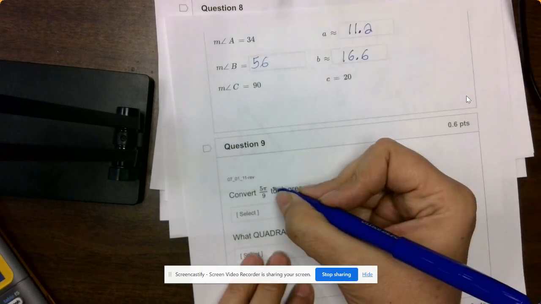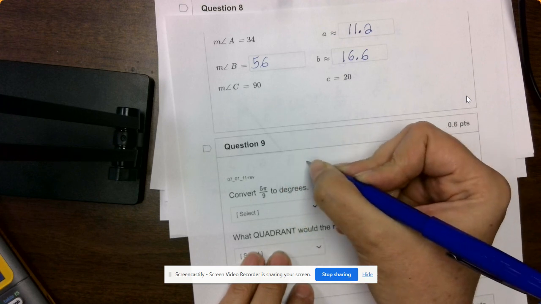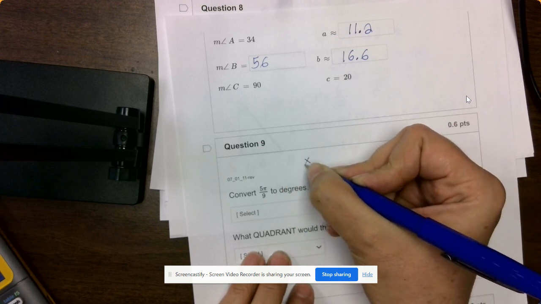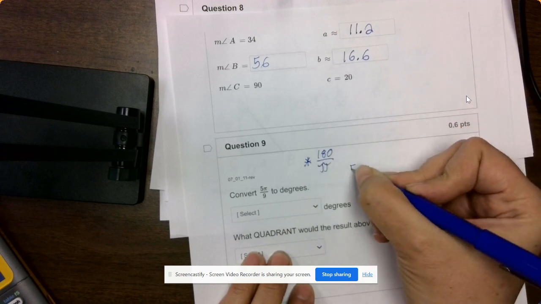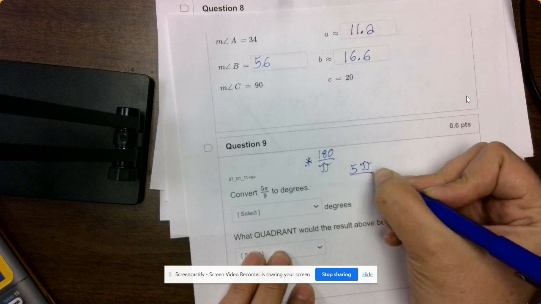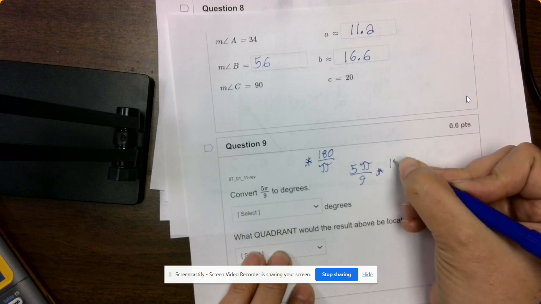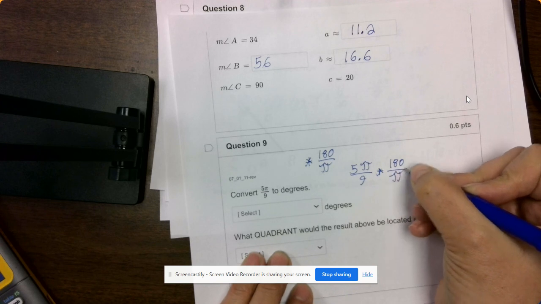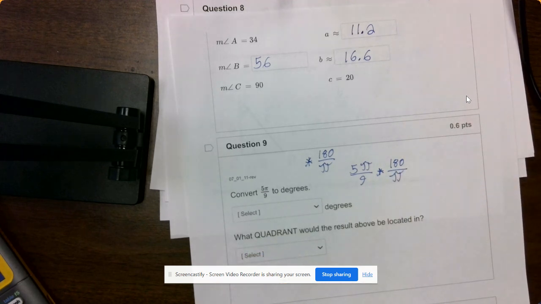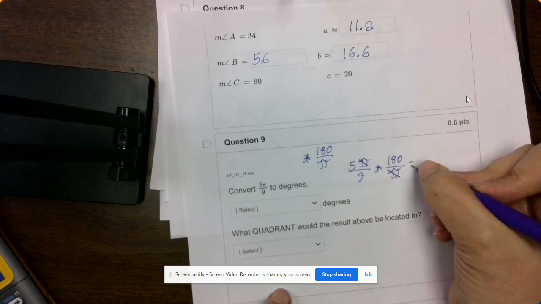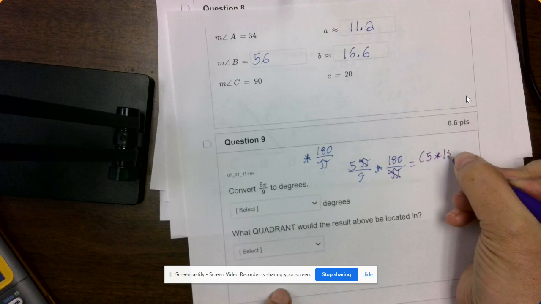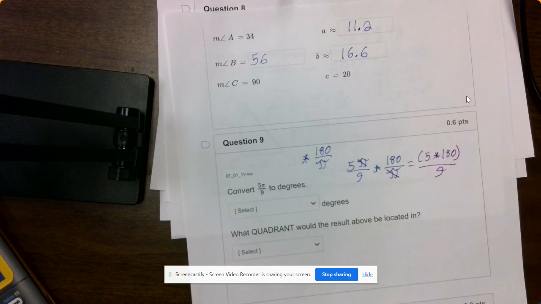Okay, so we're going to convert this one to degrees. So remember, for converting to degrees, we multiply by 180 over pi. So we're going to take 5 pi over 9 times 180 over pi. Everybody remember that pi divided by pi is going to be 1, and then we can just multiply 5 times 180, and then divide that by 9. So 5 times 180 divided by 9, and we get 100 degrees.